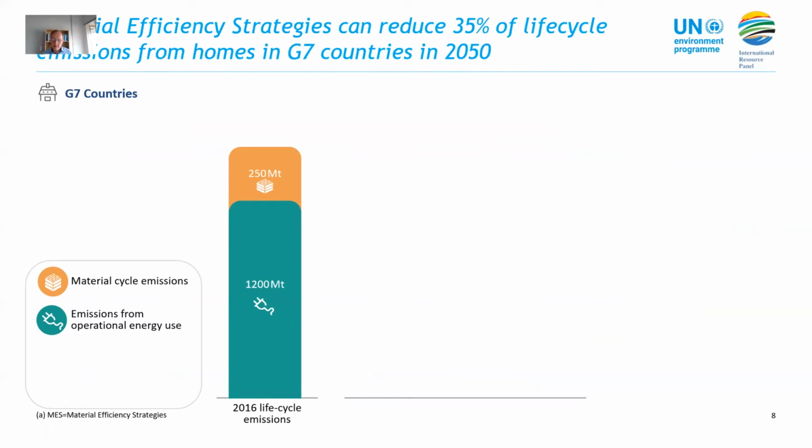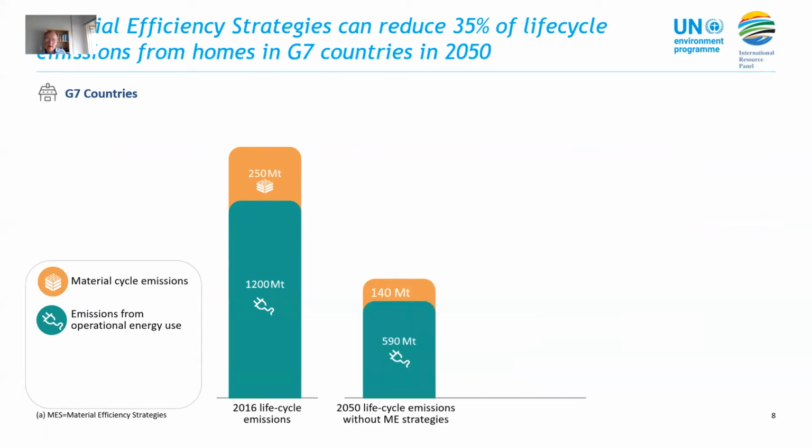Now, this is for residential buildings in the G7 countries. We can see that in 2016, there's a lot of emissions from the energy use in buildings, but there's also a substantial amount of emissions from producing those buildings. As the energy efficiency of buildings increases and the energy supply is decarbonized, in the future, we expect that the greenhouse gas emissions associated with energy use in buildings goes down, and that the relative importance of materials actually increases if nothing is done about it.